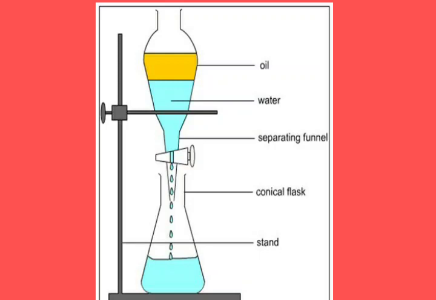When the stopper of the funnel is opened, the heavier liquid trickles out slowly and is collected in a vessel. The stopper is closed when the bottom layer is entirely removed from the funnel. In this way, the two liquids are separated.